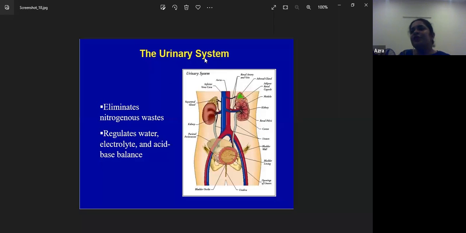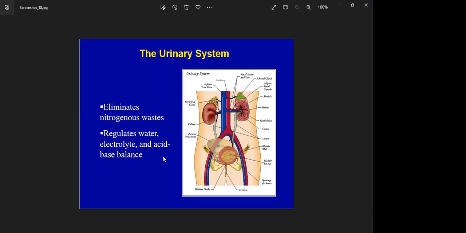Now next is the urinary system. What is the function of the urinary system? It eliminates nitrogenous waste. The nitrogenous waste comes out from the body to the outside in the form of urine. It also regulates water, electrolyte, and acid-base balance. Understand?